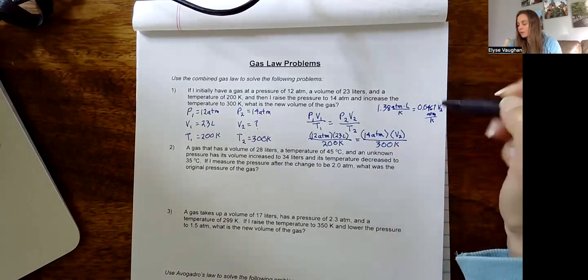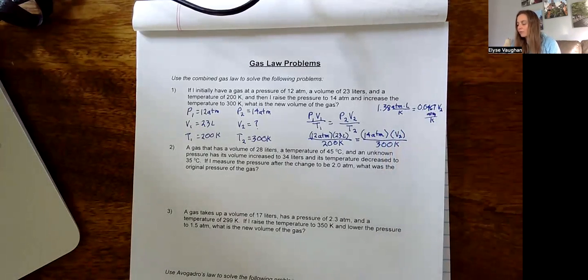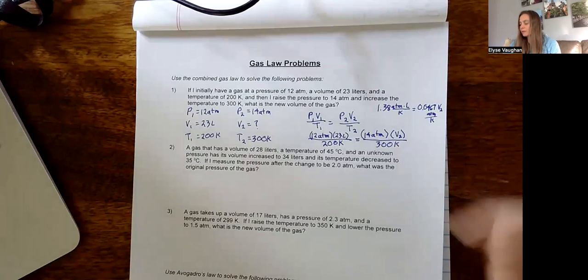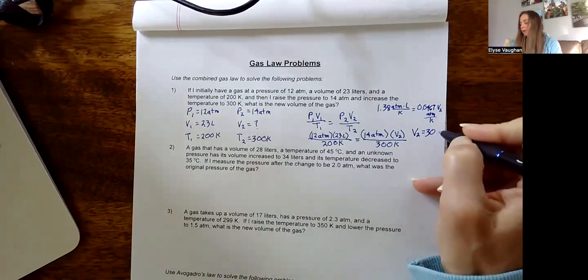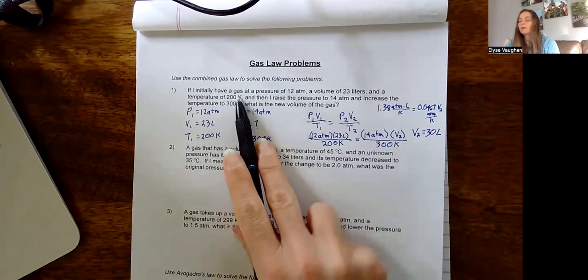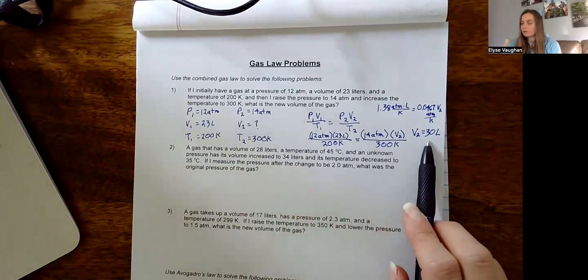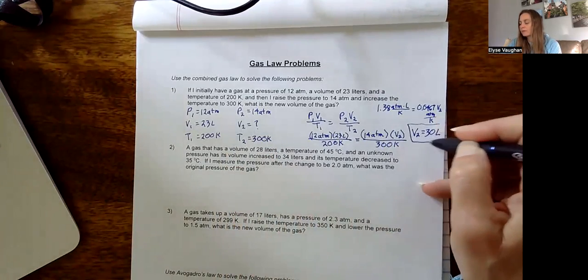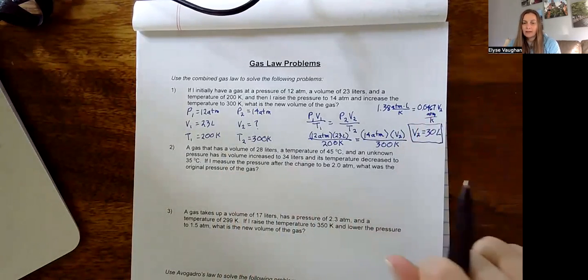And so now to get the V2 by itself, I'm going to divide both sides by 0.0467. And we are going to get that our new volume is 30 liters. And because 200 Kelvin and 300 Kelvin each only have one significant figure, my answer is only going to have one significant figure. So that's how we do a combined gas law problem.